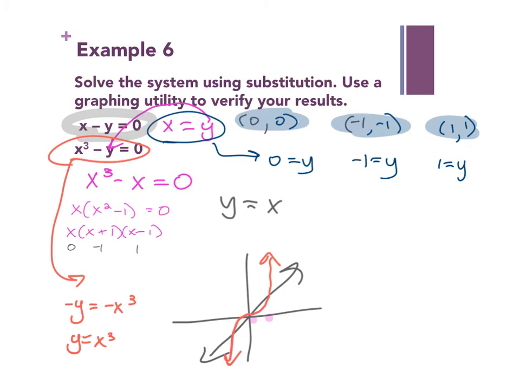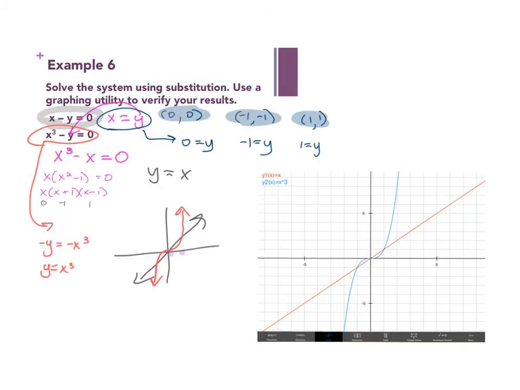So now we've just got to graph it. So here's our graph, and we see the points -1, -1, 0, 0, and 1, 1. So what we found is verified. Questions on that one?